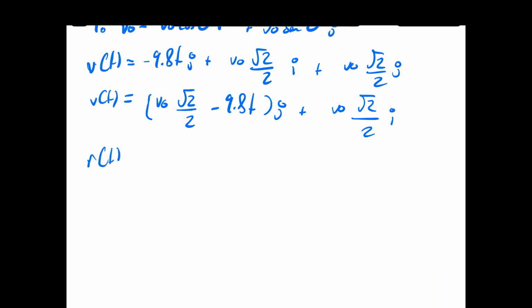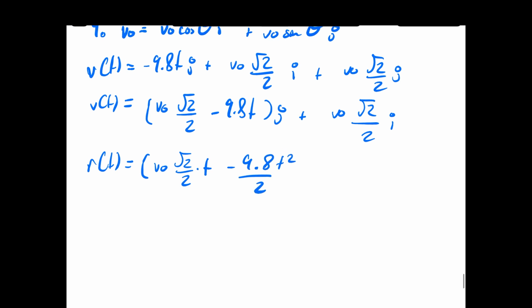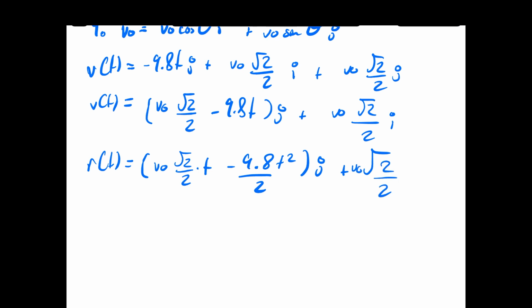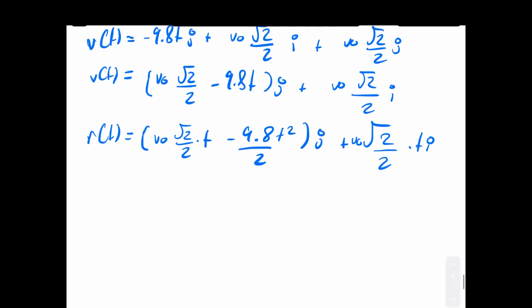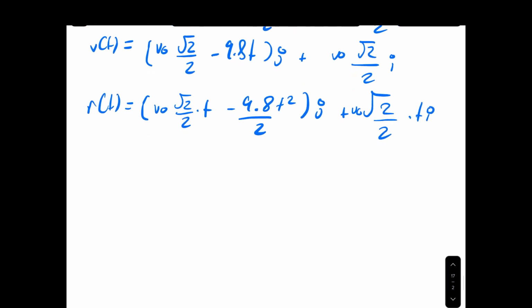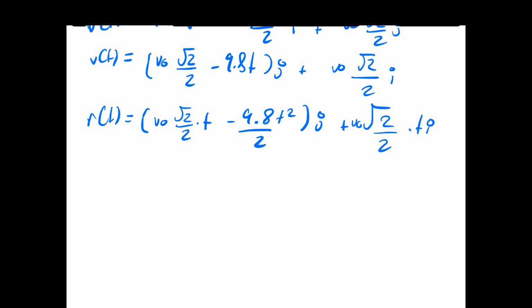Integrating this for r at t, we're going to get v naught root 2 over 2 times t minus 9.8 t squared over 2. It's also just 4.9, but I stopped doing that when I was in high school. I just don't care anymore about putting it to 4.9. All right, so that's what you're gonna get. You're gonna have plus c, but remember you don't have to write it here because r at 0 is just 0.